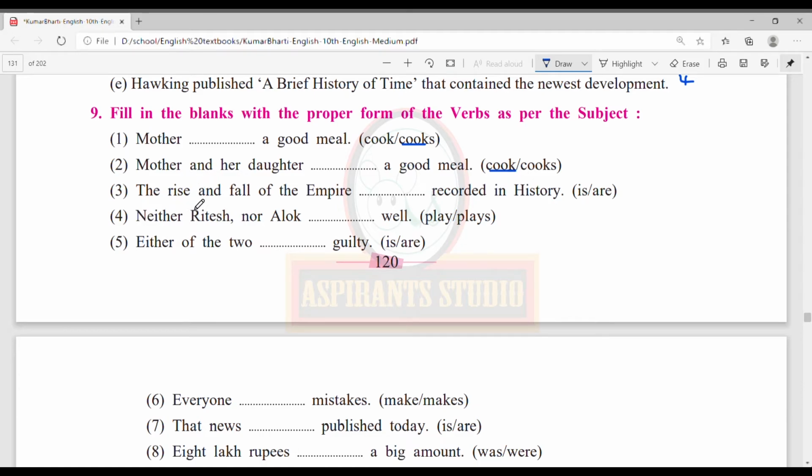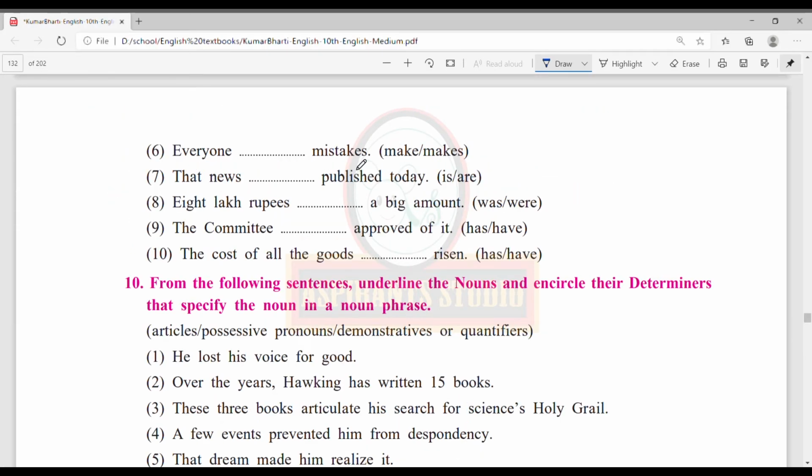The rise and fall of the empire dash recorded in history, is recorded. Neither Ritesh nor Alok dash well, plays. Either of the two dash guilty, or everyone dash mistakes, makes. That news dash published today. Is. 8 lakh rupees dash a big amount. Was. The committee dash approved of it. Has the cost of all the goods dash risen. The cost of all the goods dash risen.